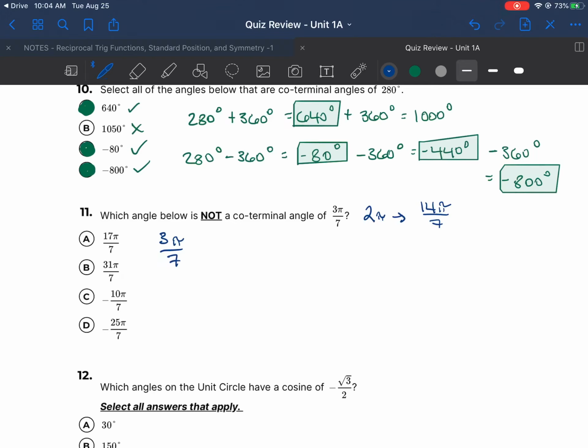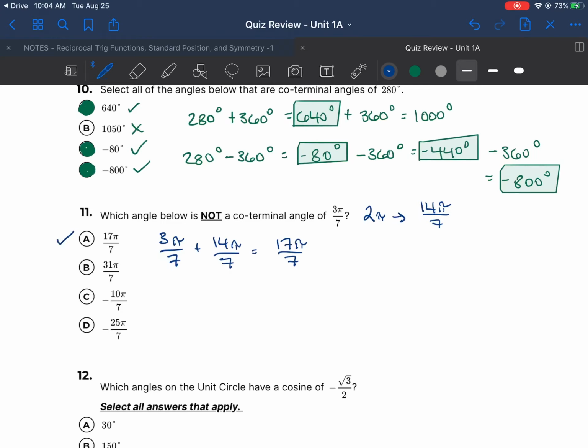Just so that we have a common denominator to make the algebra easier for us, let's go ahead and start adding 2 pi, or 14 pi over 7. If I add 3 pi over 7 plus 14 pi over 7, that's going to give me 17 pi over 7, which is answer choice A.